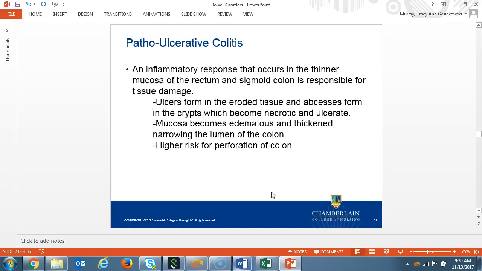Now let's look at ulcerative colitis. In UC, the inflammatory response that occurs in the thinner mucosa of the rectum and sigmoid colon is responsible for tissue damage. Ulcers form in the eroded tissue and abscesses form in the crypts, which become necrotic and ulcerate. The mucosa becomes edematous and thickened, narrowing the lumen of the colon. Patients with UC are at risk for perforated colon and require close observation with a gastroenterologist and possibly a surgeon.